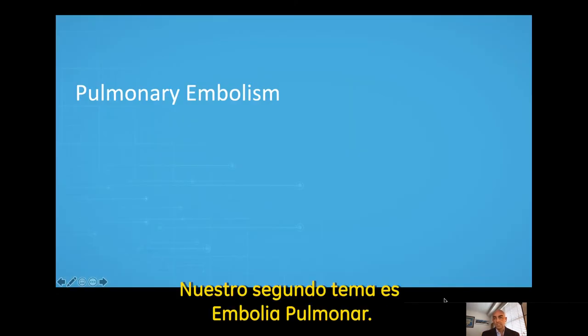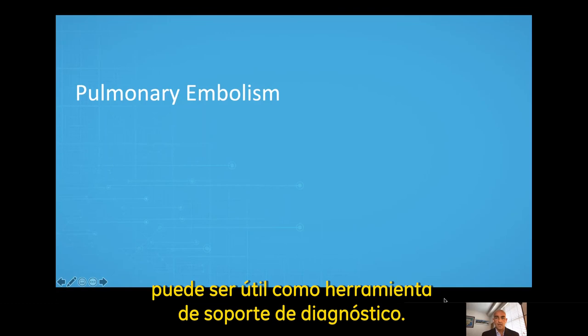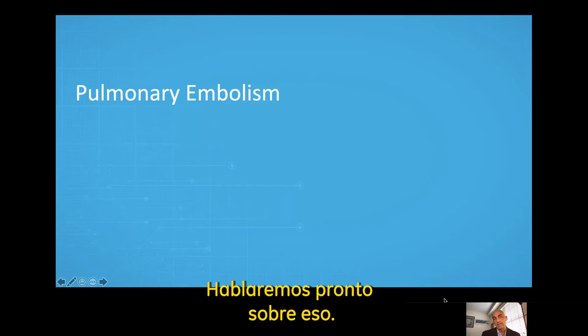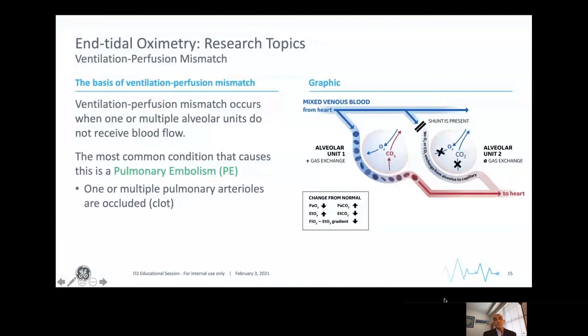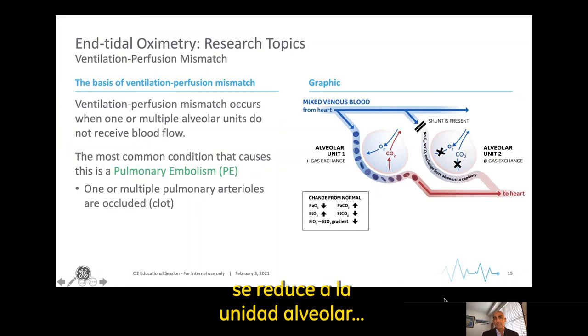The second topic is with regard to pulmonary embolism, and I think there's been a little bit more evidence here that shows that end-tidal oxygen can be useful as a supportive diagnostic tool, and let's get into that in a few minutes. So first off, the end-tidal oximetry picture is really boiled down once again to the alveolar unit under pulmonary embolism.